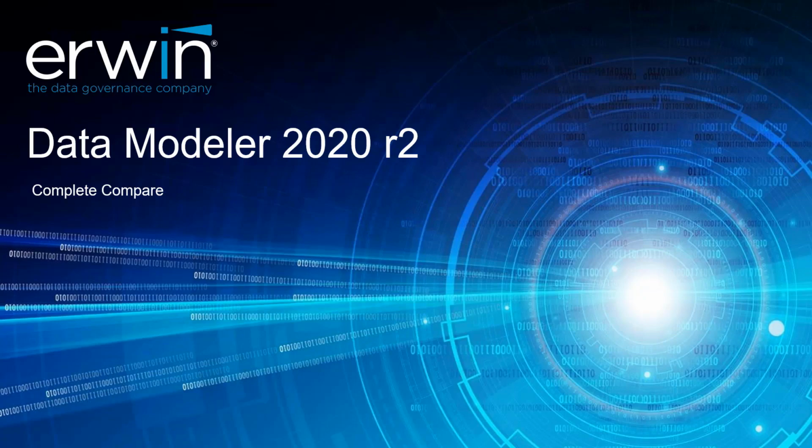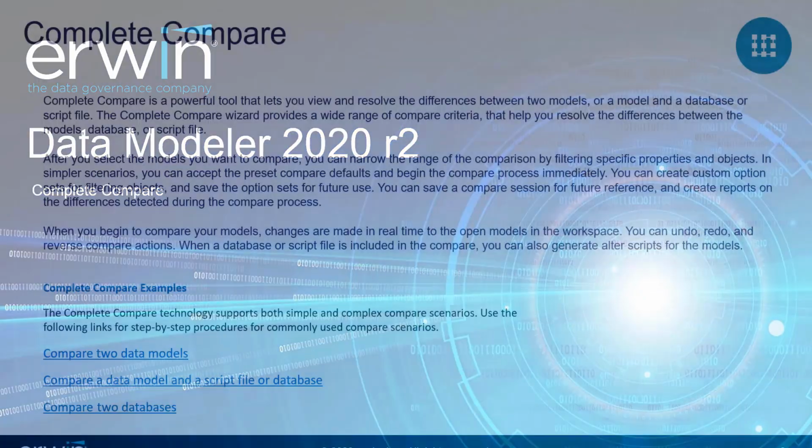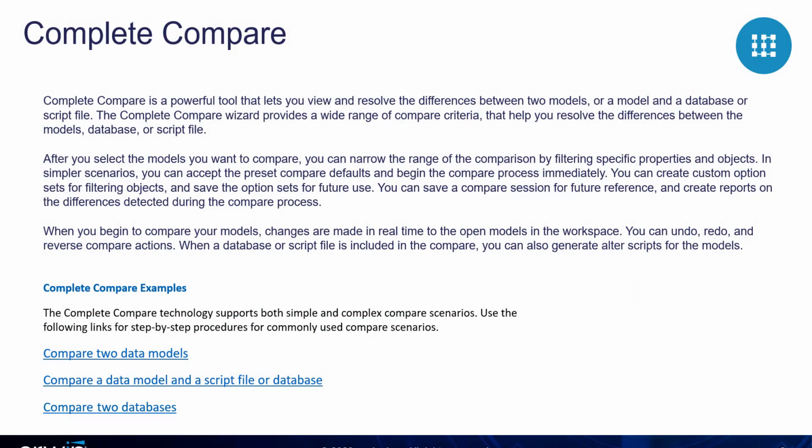We're going to take a look at Complete Compare, one of the features of erwin Data Modeler 2020 R2. Actually, this is part of all of the data modeling releases. Complete Compare is what I like to refer to as the middle part of our round trip. The first part is reverse engineering, the middle is Complete Compare, and then ultimately we have forward engineering. So that's what we consider to be our native support and full round tripping.